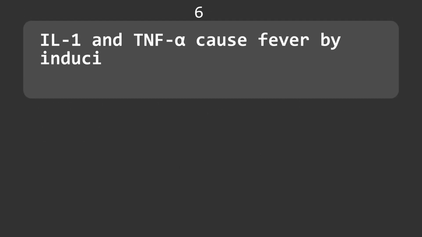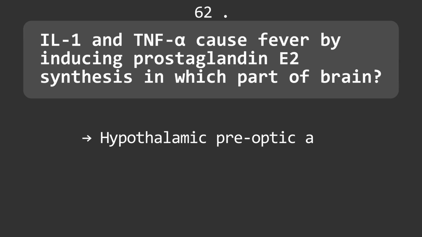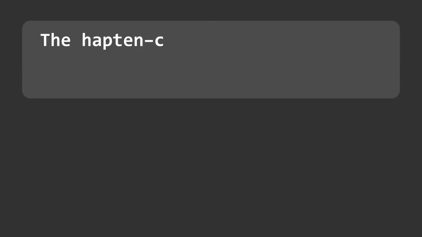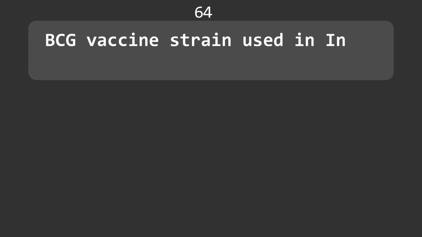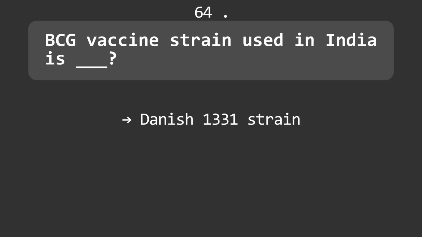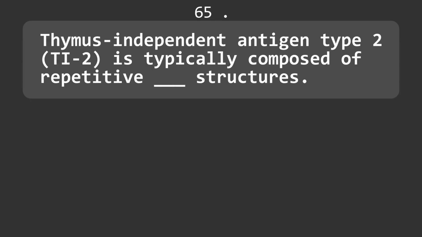IL-1 and TNF-alpha cause fever by inducing prostaglandin E2 synthesis in which part of the brain? Hypothalamic preoptic area. The hapten carrier concept was demonstrated by Landsteiner using which chemical hapten? Dinitrophenol, DNP. The BCG vaccine strain used in India is Danish 1331 strain. Thymus-independent antigen type 2, TI-2, is typically composed of repetitive structures, polysaccharide.